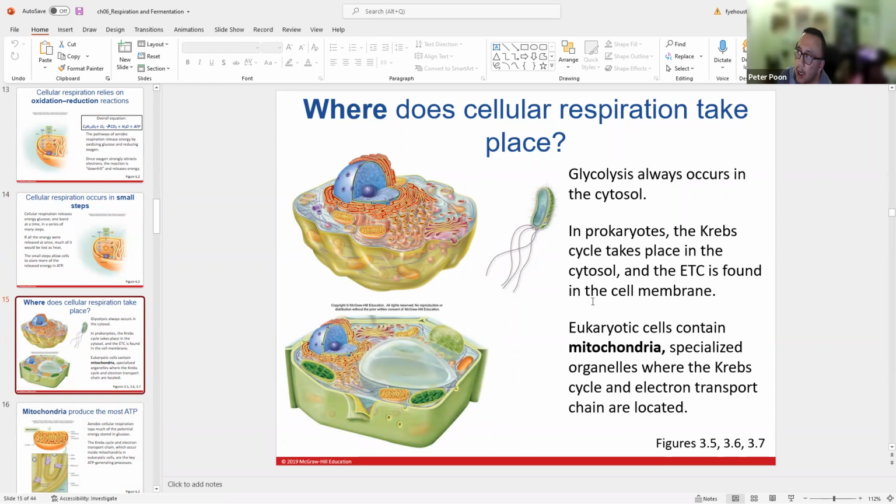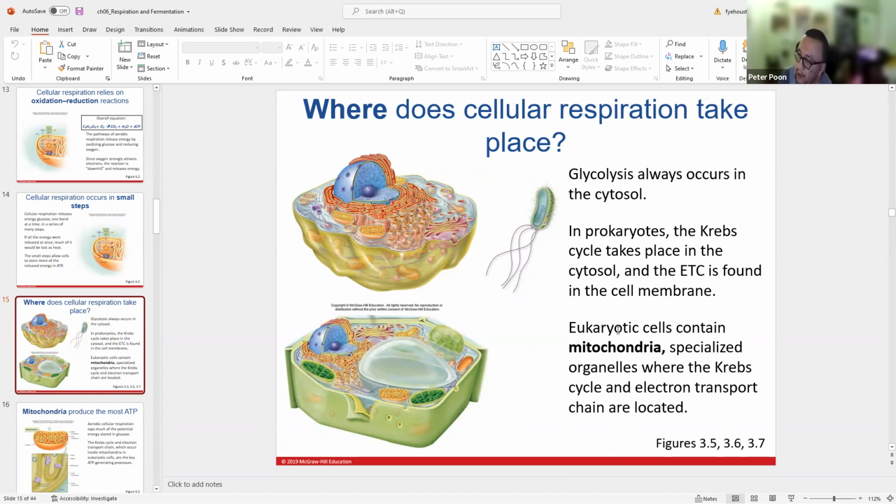Where is cellular respiration taking place? Glycolysis always occurs in the cytosol. So any cell that has cytosol can undergo glycolysis. In prokaryotes, don't worry about prokaryotes, worry about eukaryotes, because that's what most of it is about.